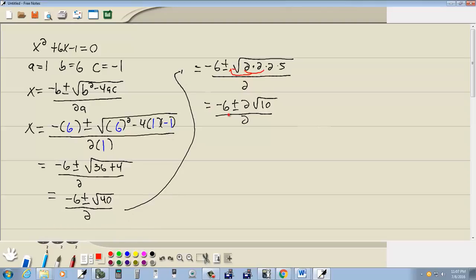Now if you can divide this number and this number by the same number, you do so. They're all divisible by 2. Negative 6 divided by 2 gives us negative 3. Plus or minus 2 divided by 2 is 1, square root of 10. Over 2 divided by 2 is 1. And that gives us negative 3 plus or minus square root of 10. And that's how they came up with those other answers.